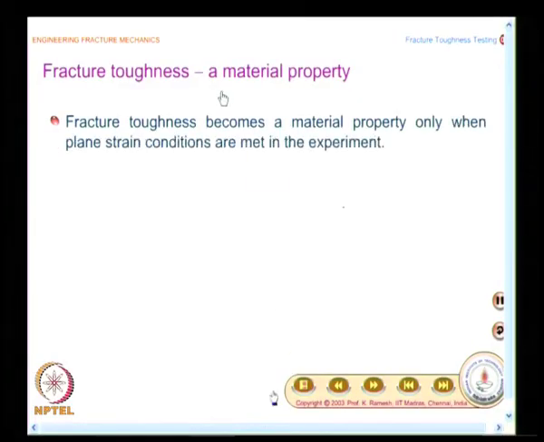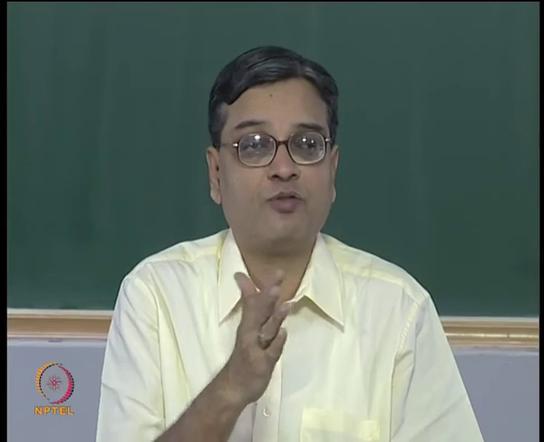And obviously, if it is not a material property, people would not invest so much money to evaluate fracture toughness. And as I had mentioned and also shown in the form of graph, fracture toughness becomes a material property only when plane strain conditions are met in the experiment. So, you have to achieve this by various means. We have looked at how to assess the specimen thickness is sufficient to provide a plane strain condition at the crack tip.